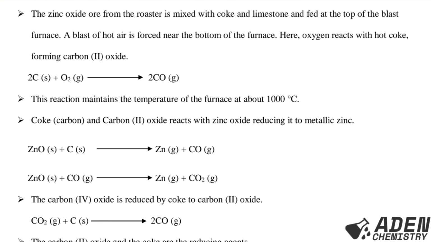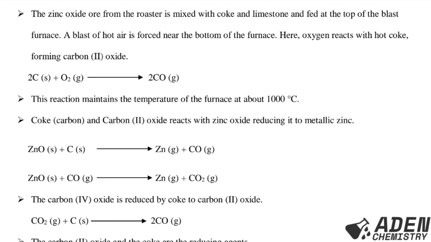So we are saying the zinc oxide ore from the roaster is mixed with coke and limestone and fed at the top of the blast furnace. A blast of hot air is forced near the bottom, or the lower part, of the furnace, and we're told here oxygen reacts with hot coke, forming carbon monoxide. So we're having 2 moles of coke, or carbon solid, reacting with 1 mole of oxygen gas, giving us 2 moles of carbon monoxide gas. And we're told this reaction maintains the temperature of the furnace at about 1000 degrees Celsius.